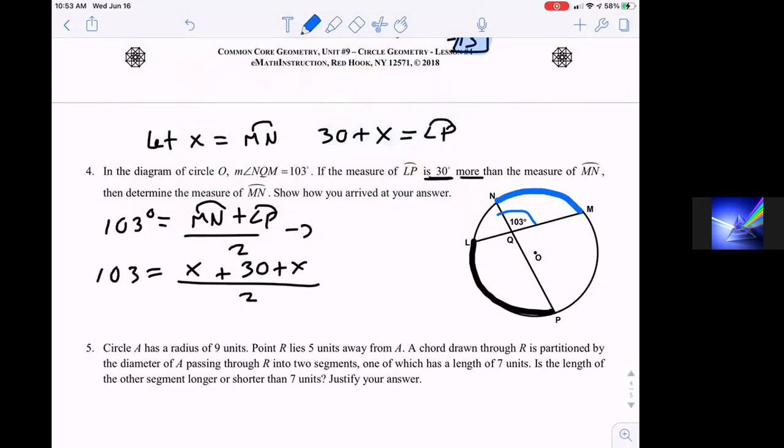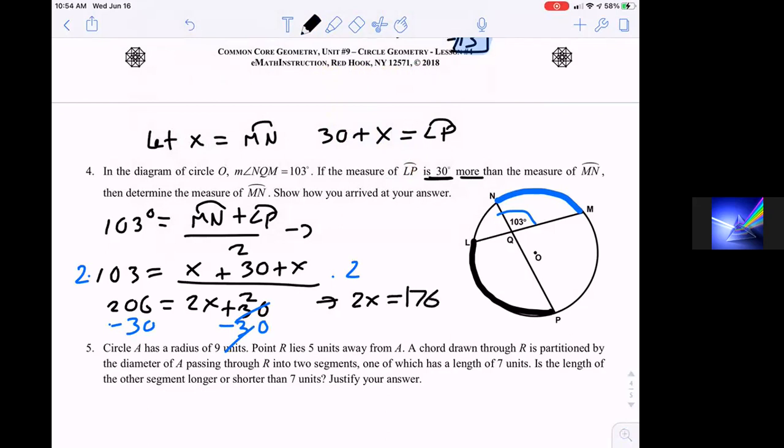Well, we're going to go ahead and multiply by 2 to get rid of the fraction. And so far we have 206 is equal to x plus x, which is 2x, plus 30. Go ahead and subtract 30 from both sides. And we get 2x is equal to 206 minus 30, which is 176. Divide by 2, and MN, which is x, is equal to 88 degrees.